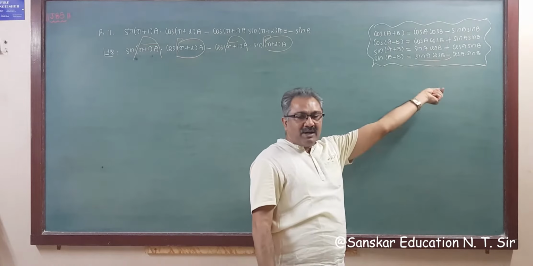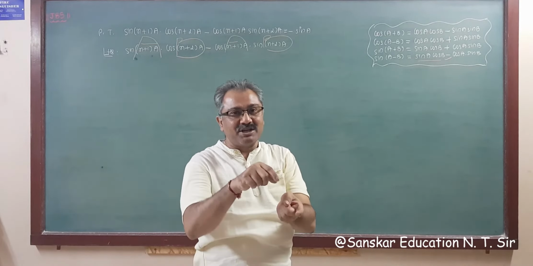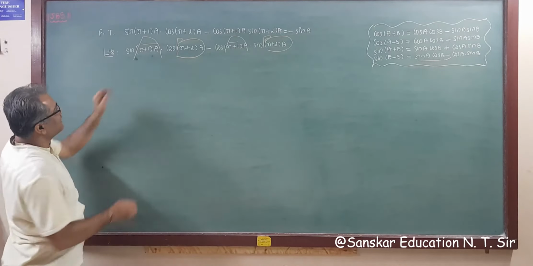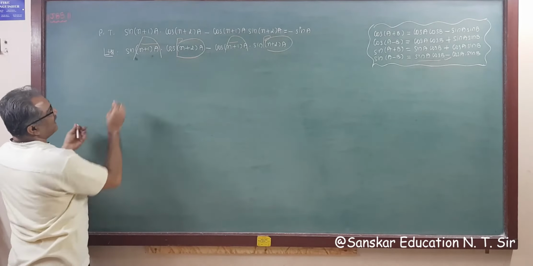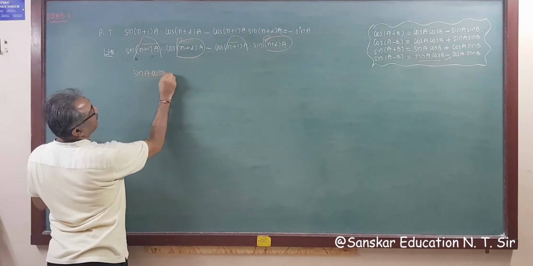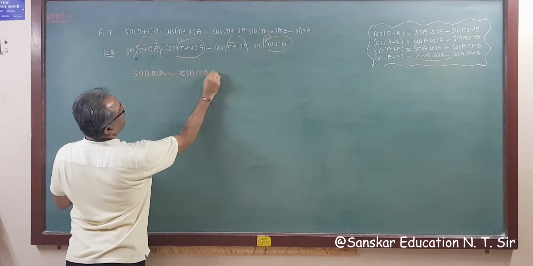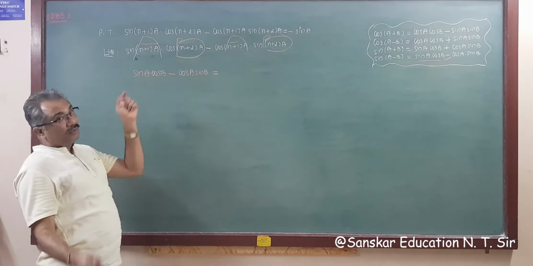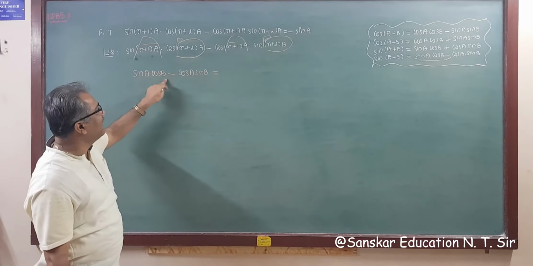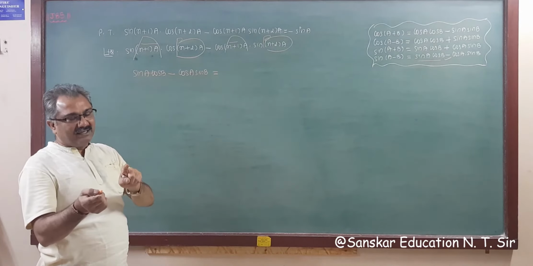You have to remember from the right hand side also: sin a cos b minus cos a sin b, and cos a cos b minus sin a sin b. So now this formula is sin a cos b minus cos a sin b, and you have to remember it in reverse order also. So the answer of this is sin a cos b minus cos a sin b, one sin one cos, right?